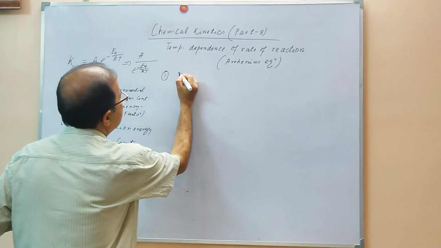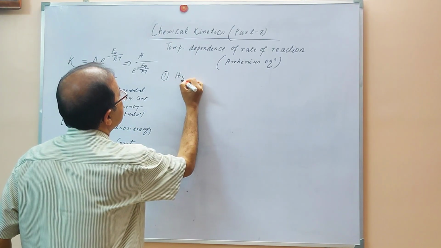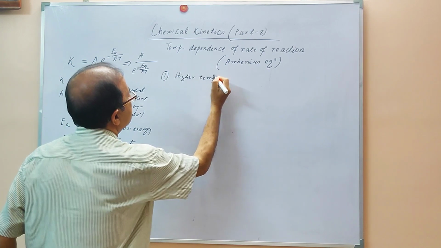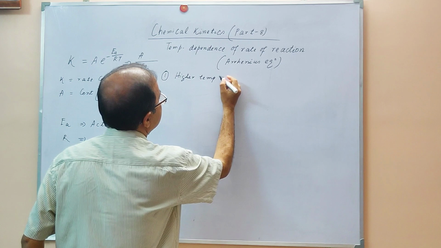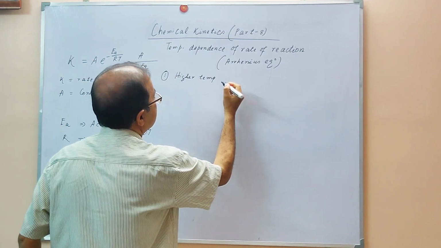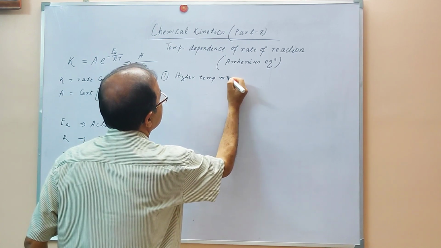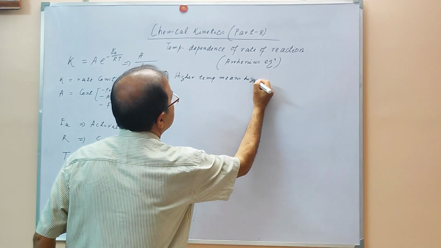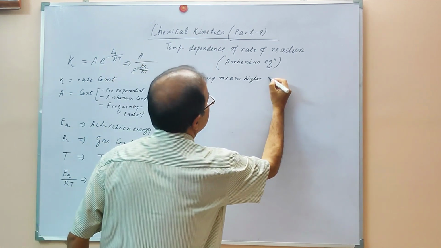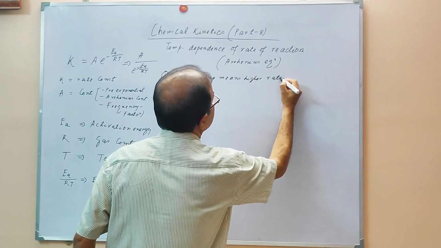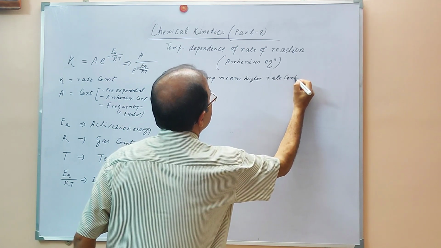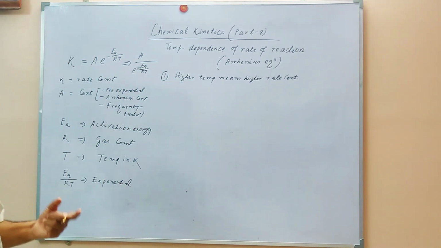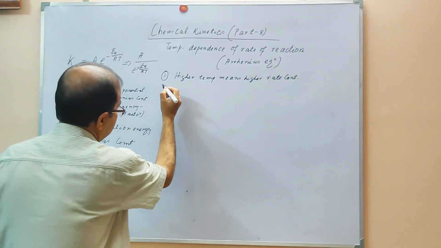So we can write, higher temperature, here on the Kelvin scale, absolute temperature, means higher rate constant. So if the rate constant is higher, then what is going to happen? The reaction rate will be increased.